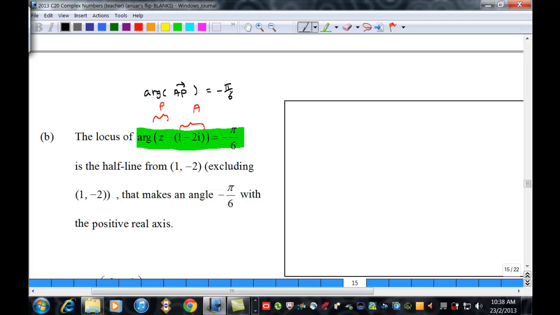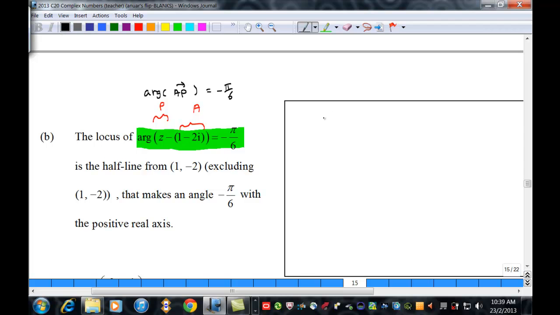In essence, we are actually measuring the angle that AP makes with the positive horizontal, and in this case it is negative pi over 6, which tells you that the argument must be measured in the clockwise direction, because that will give you the negative value. Okay, so the first thing you need to do is of course mark the point A. So let's go and mark the point A.